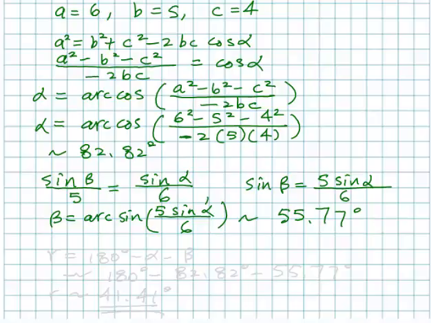We may use the law of cosines or the law of sines to find gamma, but it is the easiest to use the angle sum of a triangle equals 180 degrees to find gamma. Gamma equals 180 degrees, subtract alpha, subtract beta, which is approximately 180 degrees, subtract 82.82 degrees, subtract 55.77 degrees.